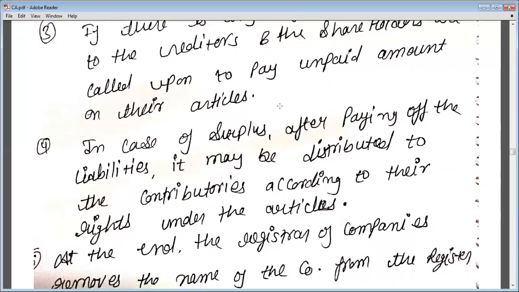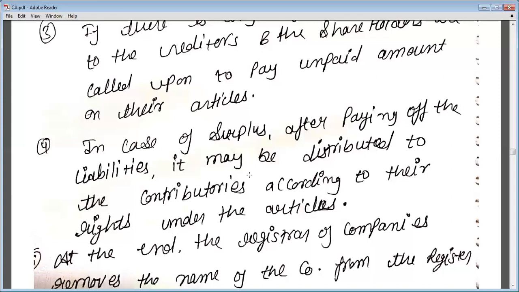Now, in the case when you have surplus amount, then what will you do? So, after paying off all the liabilities, if you have any surplus amount, then it may be distributed to the contributories according to their rights, which is defined in the article of association. Okay, so what do you understand by contributories? We will discuss contributories in later lectures. For now, just remember this word: this amount will be distributed among the contributories.